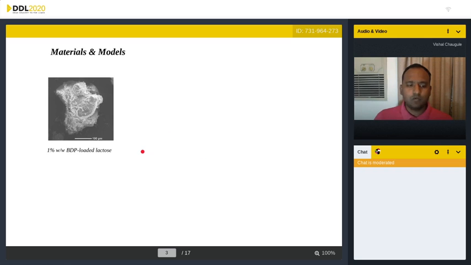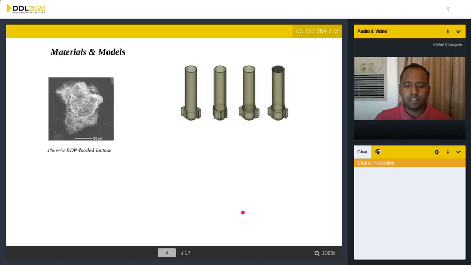We have used a BDP-based formulation which has coarse lactose as the carrier with a pre-blend of magnesium stearate. We explored 4 different kinds of DPI models, 2 of which have different kinds of tangential inlets. One has 2 and the other has 6, but the total inlet area is the same in both these models. The other 2 models have grids with square holes, one placed at the entry, just after the tangential inlets, and one placed at the DPI mouthpiece exit.